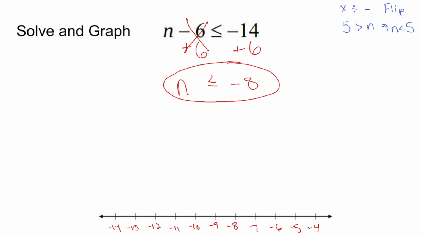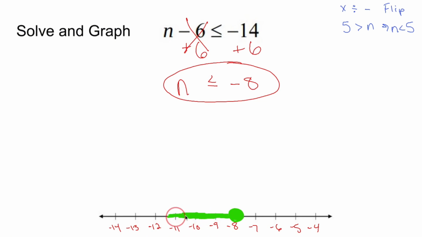Now, n is allowed to be negative 8. So we go down to negative 8 and we circle negative 8 and fill it in. Now, why is n allowed to be negative 8? Because it's equal to negative 8. N is also going to be everything smaller than negative 8. So this looks to me like an arrow pointing to the left. So we're going to shade everything pointing to the left.